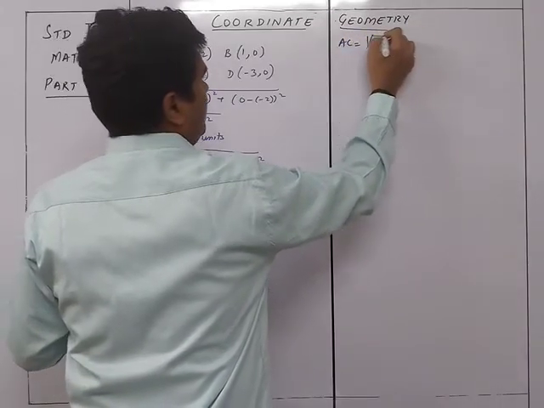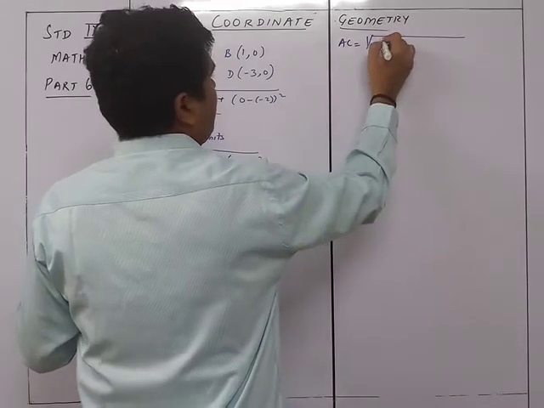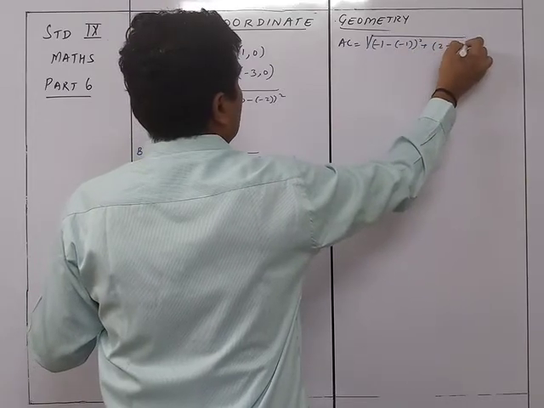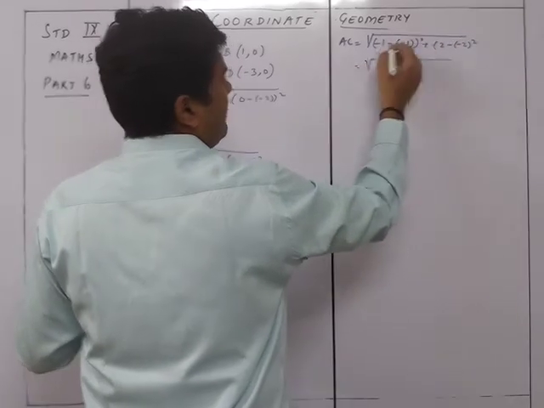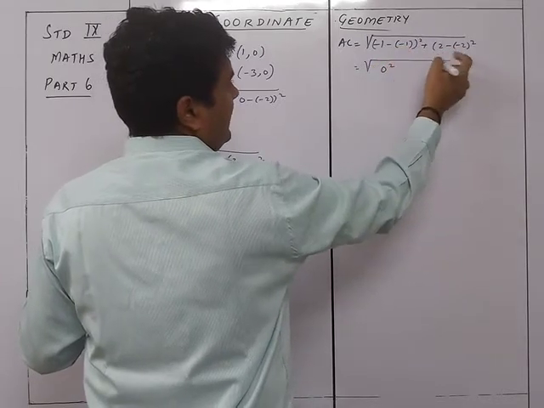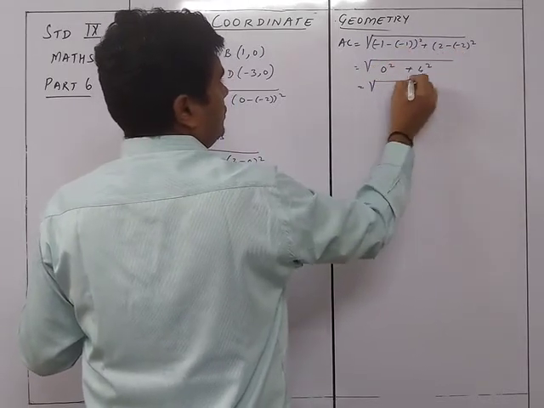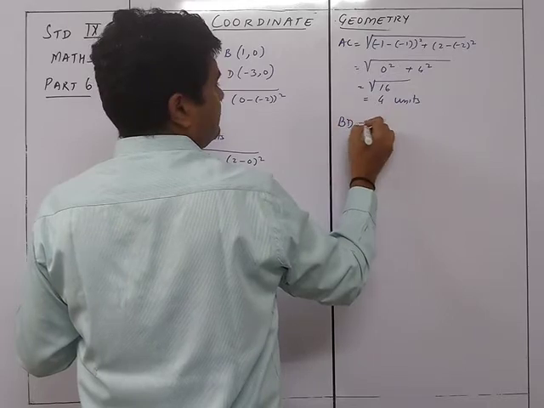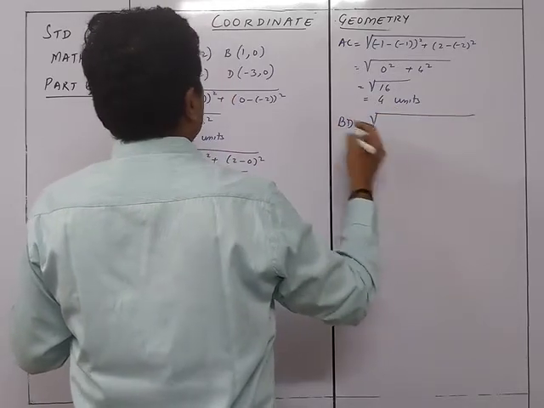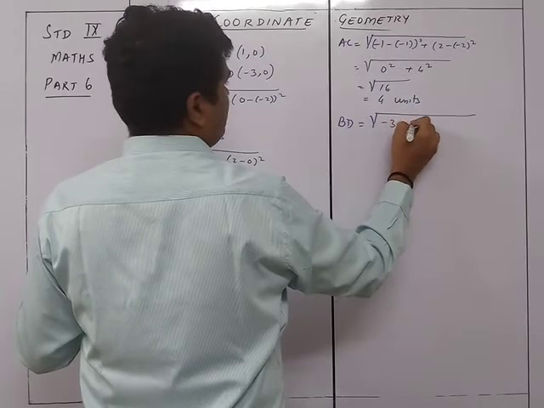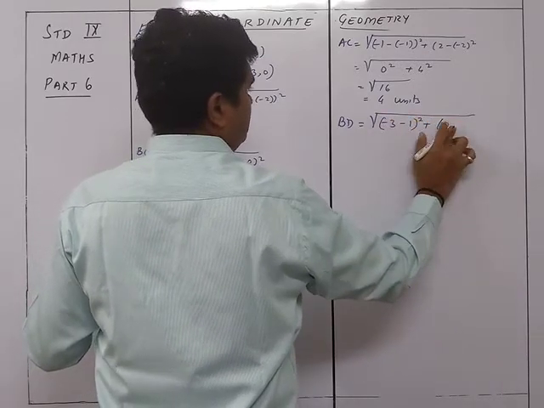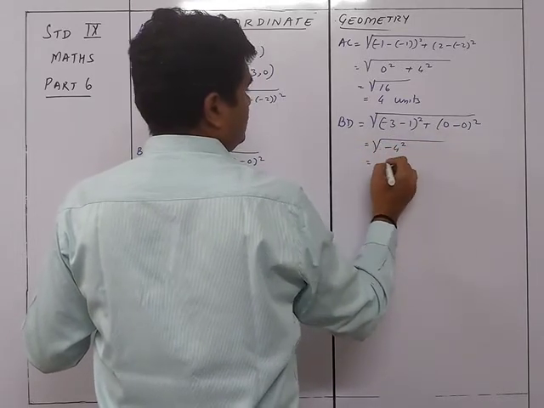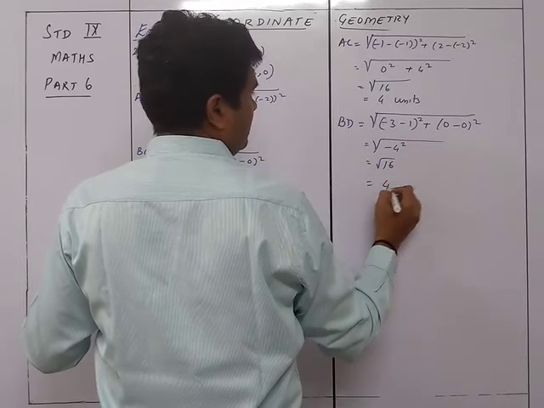AC is equal to square root of (-1 minus of -1) the whole square plus (2 minus of -2) the whole square. That is equal to (-1 plus 1) which is 0 square, and this is also plus 4 square, equal to root 16, equal to 4 units. And BD is square root of (-3 minus 1) the whole square plus (0 minus 0) the whole square, equal to (-4) square, equal to 16, equal to 4 units.